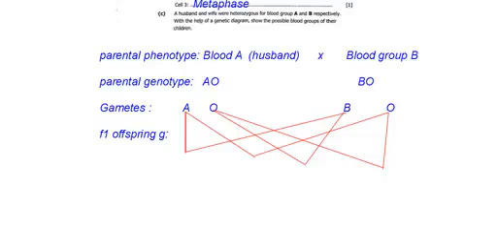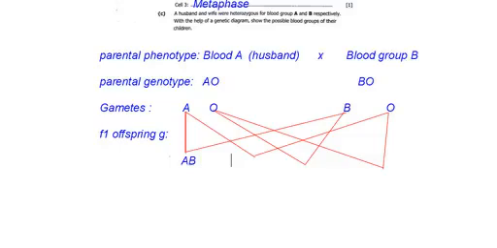So from here, what do we have? Okay, so remember we said we have F1 offspring genotype, not so. So what are you going to have there? On the first one here, the genotype of the offspring that you are going to have, you can see that A was crossed with B. So you are going to have blood group AB.